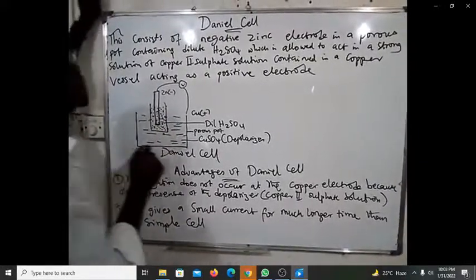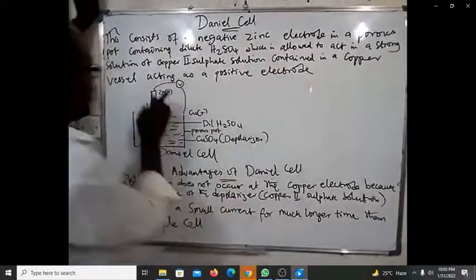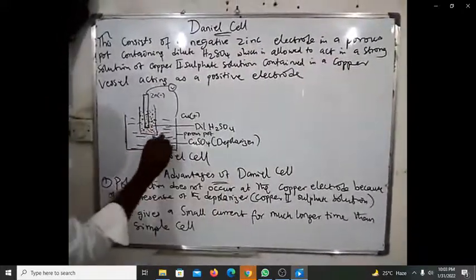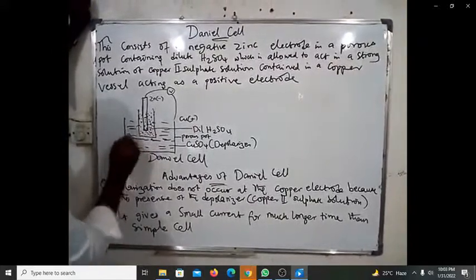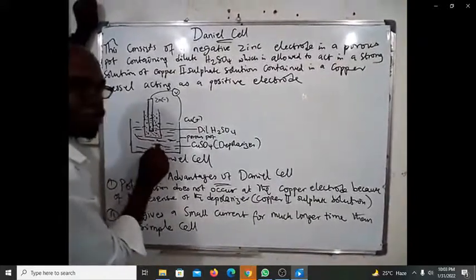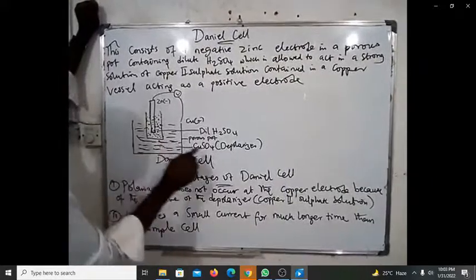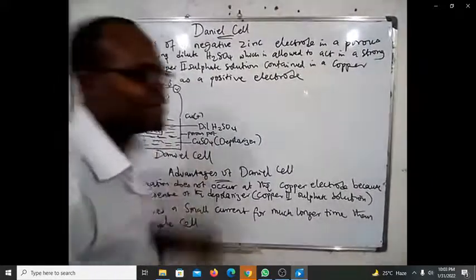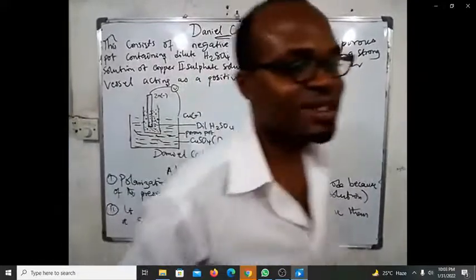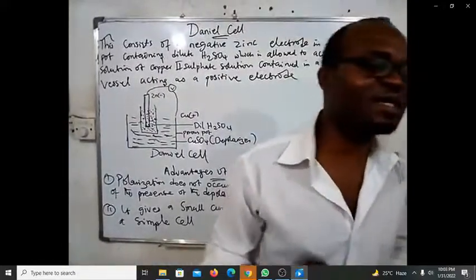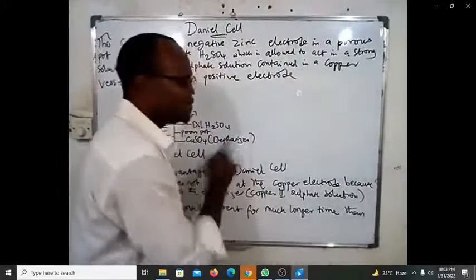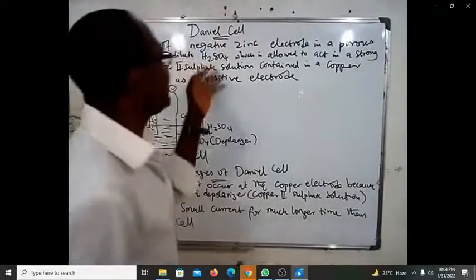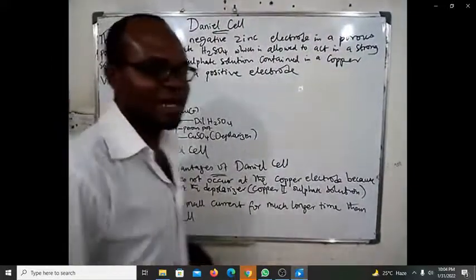Is that clear? This combination now acts in a strong solution of copper 2 sulfate solution. And I told us when treating simple cell that copper 2 sulfate acts like a depolarizer. It prevents polarization. So what could be the advantage of this Daniel cell over normal simple cell?